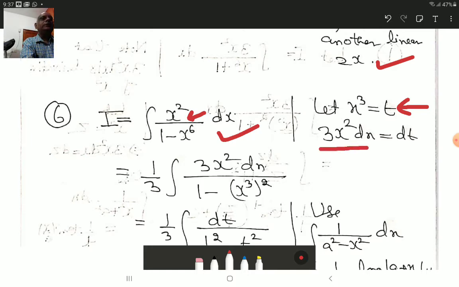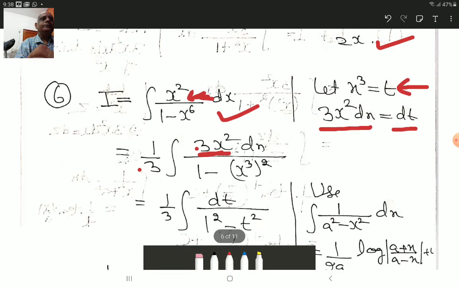So 3x square dx becomes dt, and consequently x square dx becomes dt by 3. So this x square dx is dt by 3. So first what I have done is I have multiplied and divided by 3. If you just want to create 3x square, we can also multiply it and divide by 3, or you can directly replace x square dx by dt by 3. So now what it becomes?